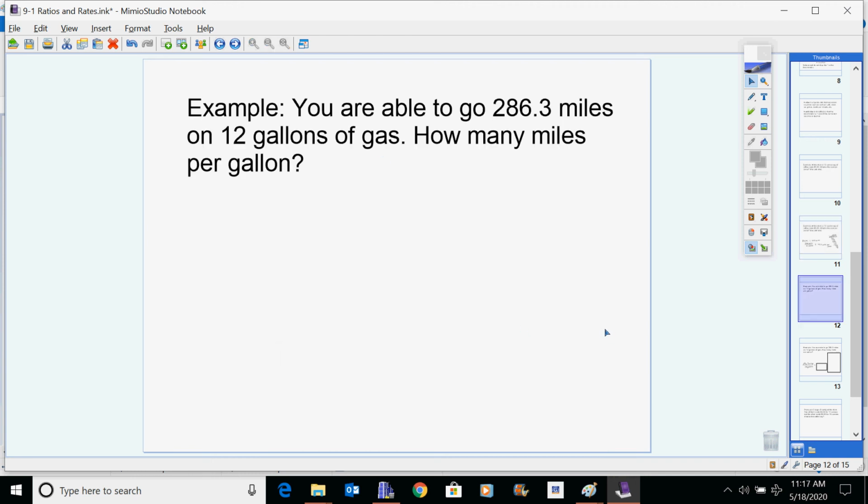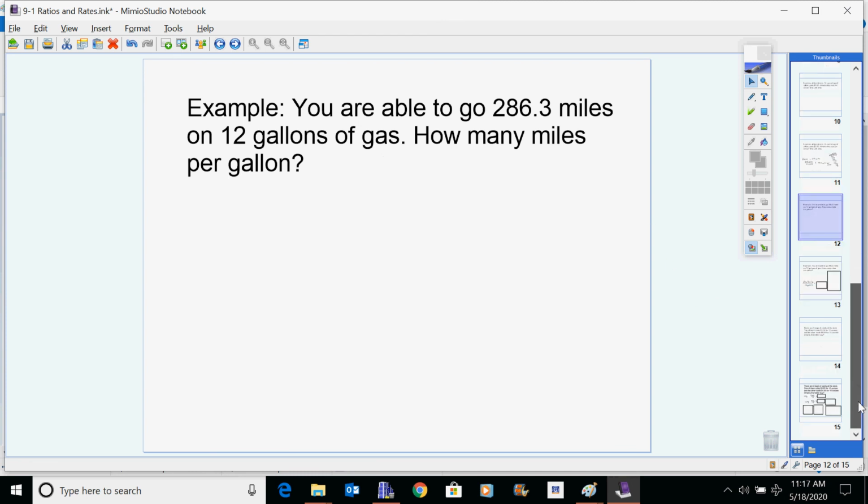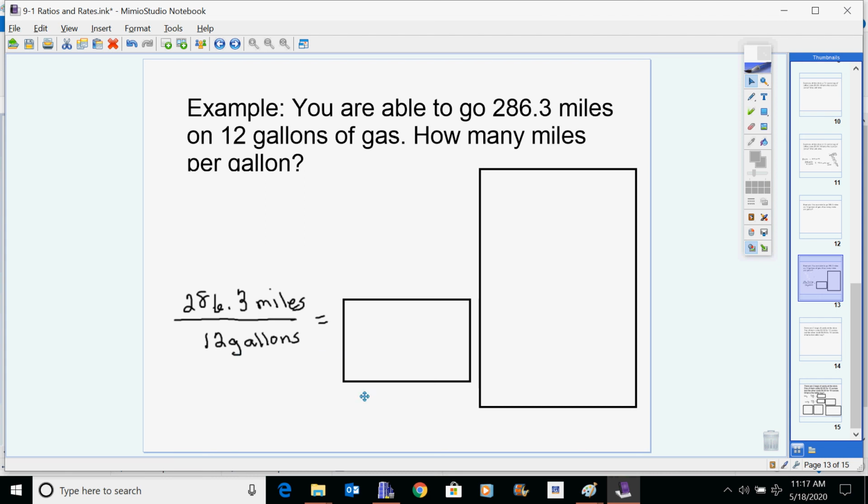You can go 286.3 miles on 12 gallons of gas. There's a couple different good reasons why you'd want to know that. You want to know how many miles per gallon, or the unit rate, that you can go. You might want to make sure that you have enough gas in your tank and enough money to buy that gas, so it's good to know how much your gas mileage is going to be.